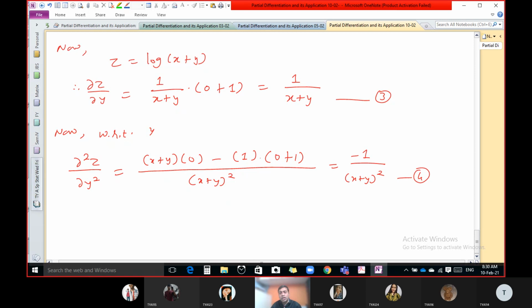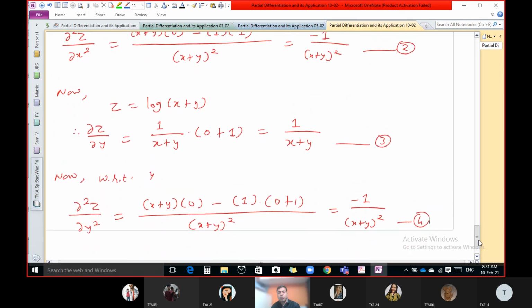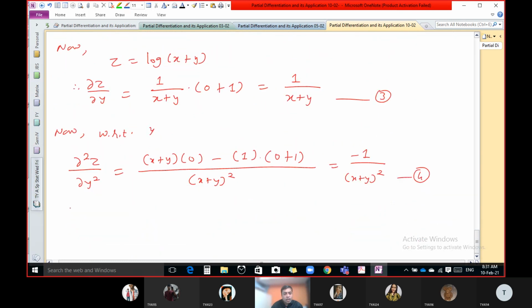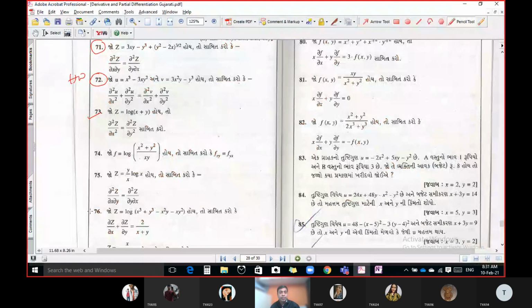Equation 4. Now see equation 2 and 4. Check, they are same. Equation 2 and 4 both are same. So we can say that from 2 and 4, delta square z upon delta x square equal to delta square z upon delta y square. But bear in mind, this is true only for this particular question, not always.